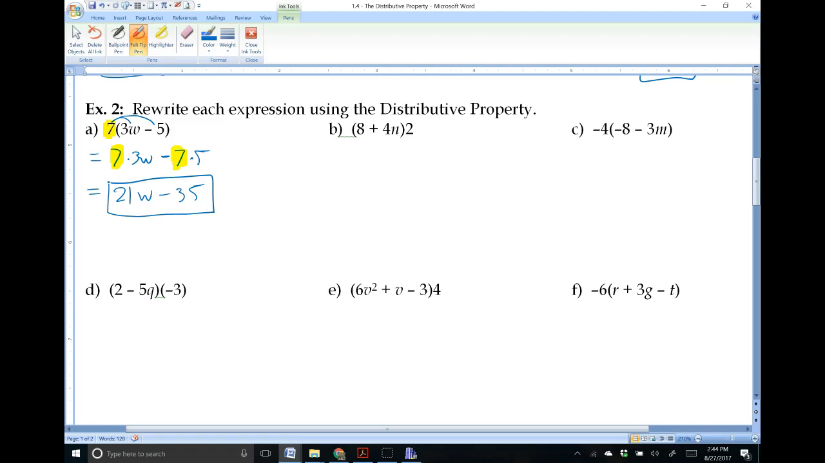For part B here, we're going to distribute from right to left. It doesn't matter where this 2 is. This could be in the back. This could be in the front. Same thing. Let's draw these lines and arrows to them. Please do this, okay? So that you know you don't forget.